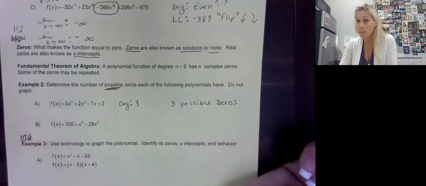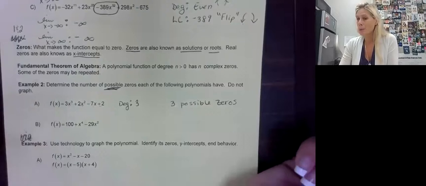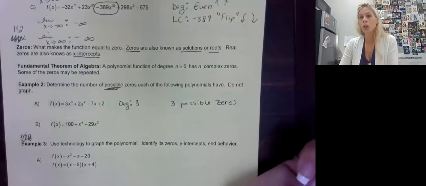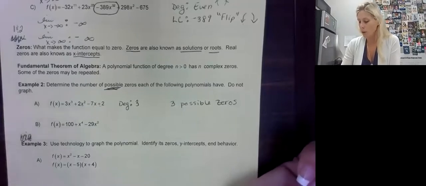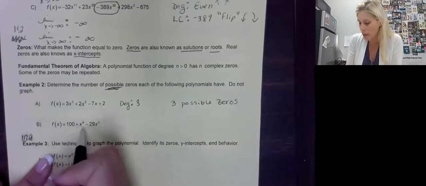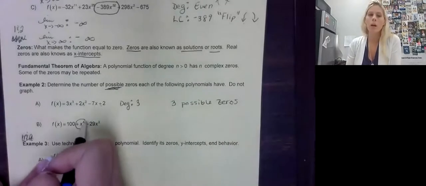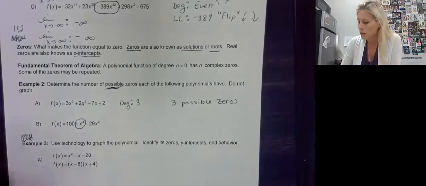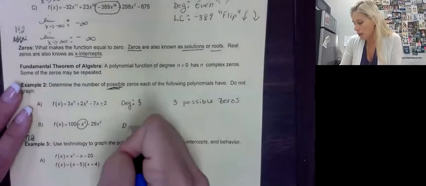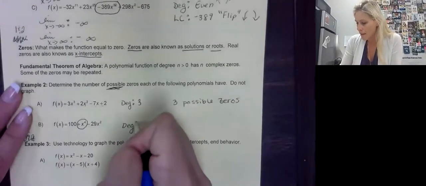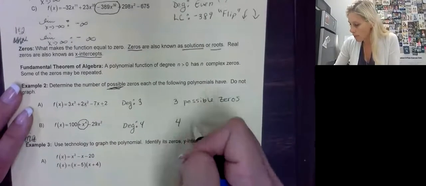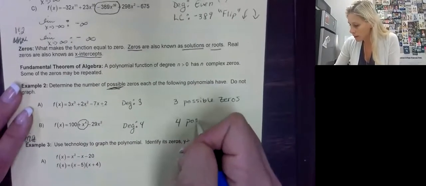Did this again on purpose because not all the polynomials are given to you in standard form. So if they are not, you have to make sure you're looking at the leading term in standard form, which would be the highest exponent. So that would be our leading term. Again, write it out if you need to. So that means the degree of this polynomial is 4, which means there are 4 possible zeros.